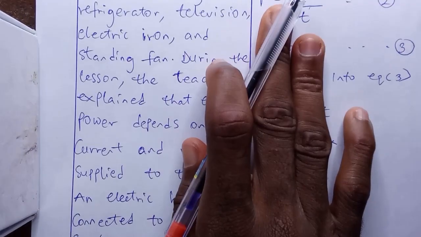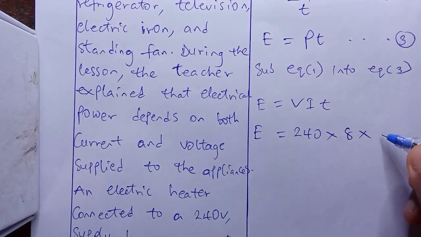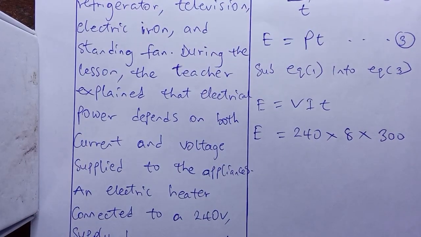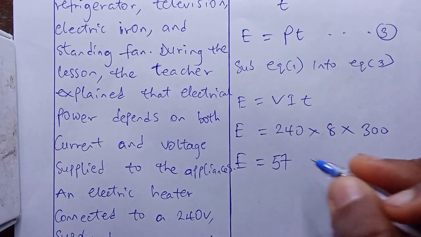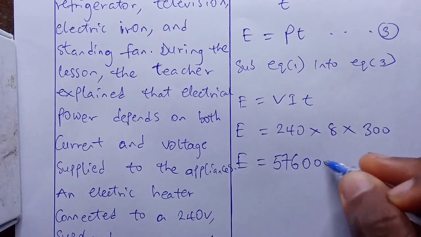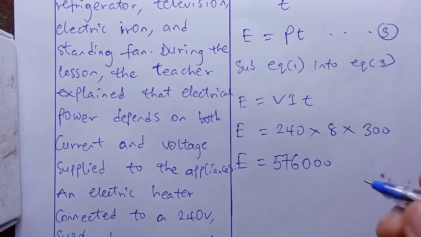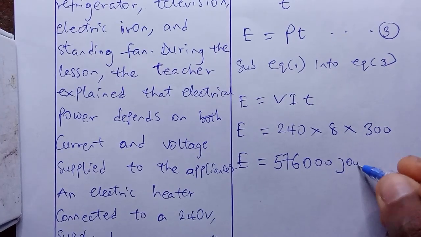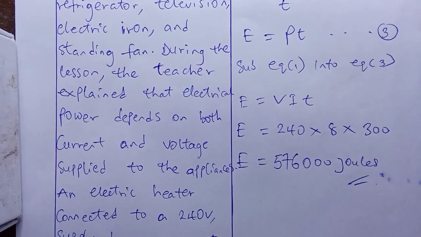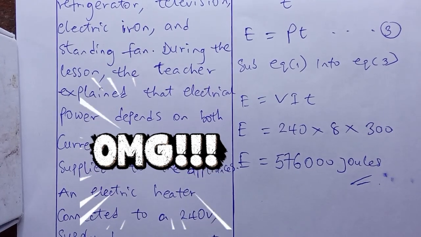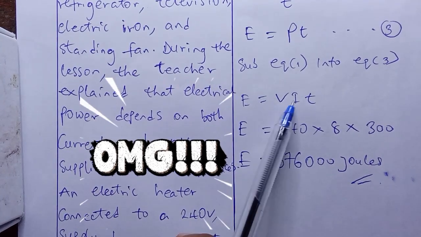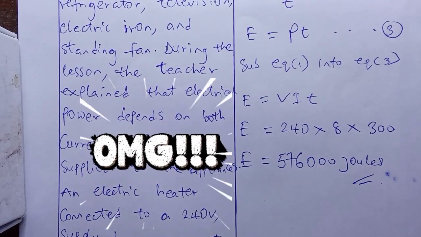So now putting it, 240 times 8 times 300. If you calculate this, you'll get 576,000 joules. So this WAEC question looks so big, but we solve it with just one formula, which is energy equals VIT, which is voltage times current times time.